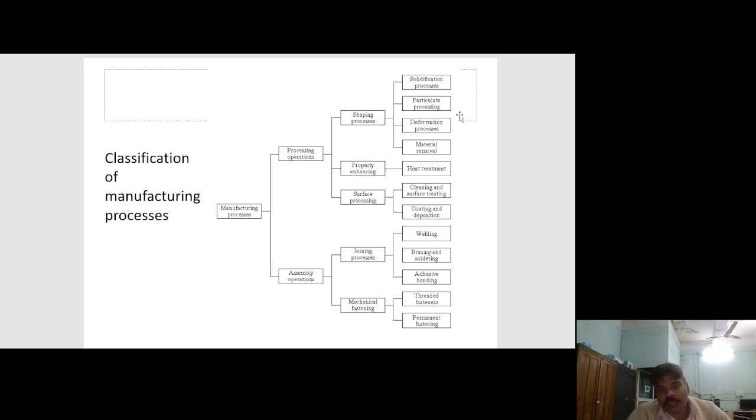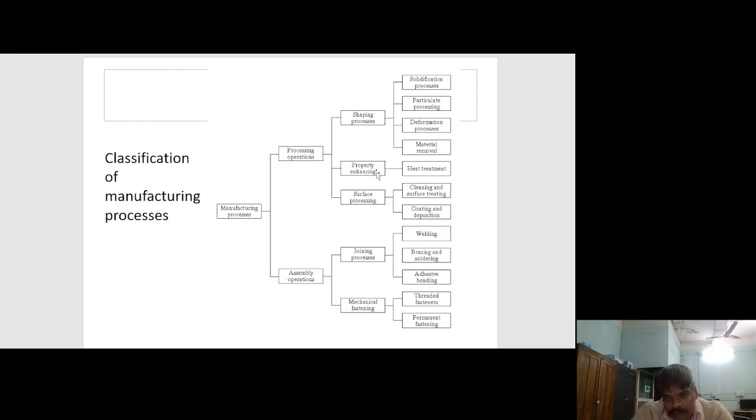Particulate processing: we work on the powder form of the material. It is also known as powder metallurgy. Deformation process: we apply force on the material to change its shape and property. Under deformation come lots of operations like forging, rolling, extrusion. Next is the metal removal process, in which machining, lathe machine, milling machine, drilling machine, and some unconventional machining like laser beam machining and plasma arc machining.